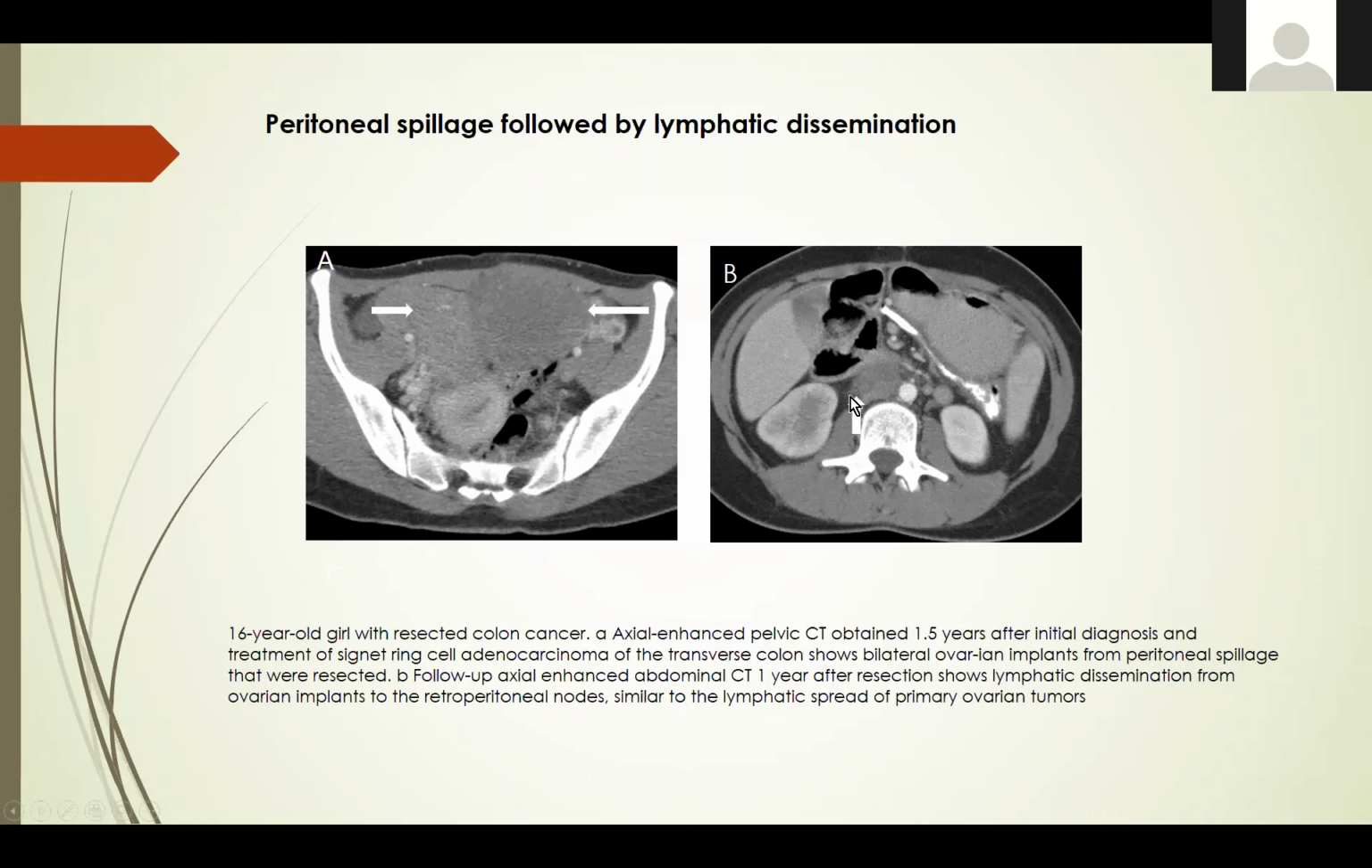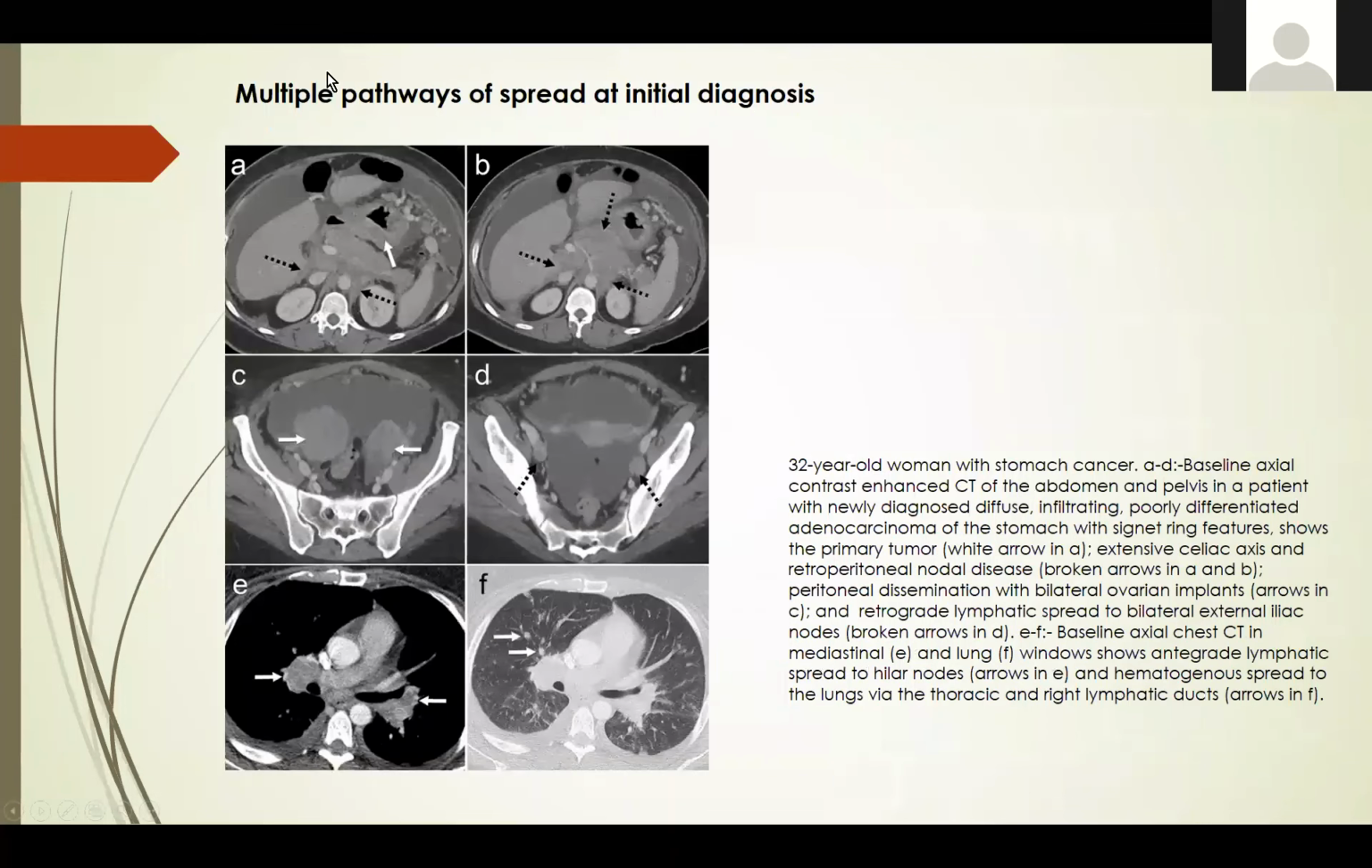So metastases also follow the same pathways of spread. If you know how primary tumors spread, metastases also take the same pathways of spread. Sometimes we can gauge the aggressiveness of the tumor not only by the extent of disease, but also by the multiple pathways it takes to spread.